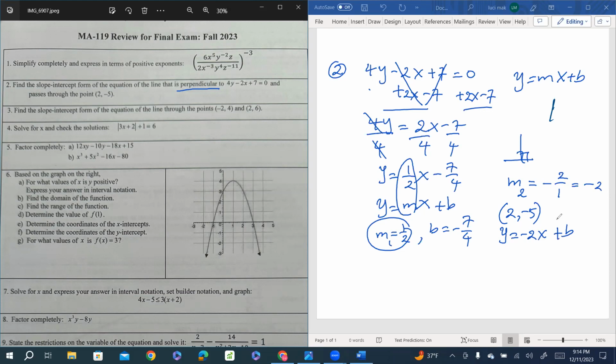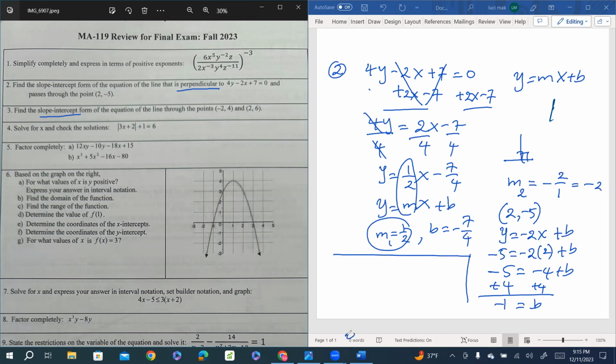We want to solve for what b is. We want to write this in slope-intercept form, so I'm going to use y equals mx plus b straight away. So y is negative 5 equals negative 2 times x is 2 plus b, which is negative 5 equals negative 4 plus b. So add 4 on both sides to get b equals negative 1. So the equation that's perpendicular to the given equation is y equals negative 2x minus 1. That's our final answer.